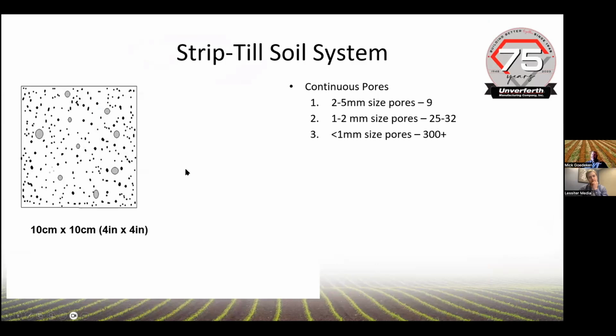We look at this is a 4-inch by 4-inch segment of soil, and we just picked that out and used that and counted pore sizes. 2 to 5 millimeter pore sizes, so those are these large pores. We had about 9. 1 to 2, those medium pores, we had 25 to 32, and in the small pores we had over 300. I would say if in a long-term no-till situation, you're going to have very, very similar pore spacing.